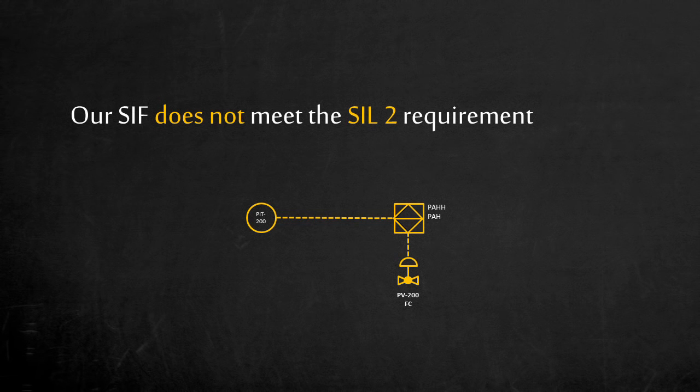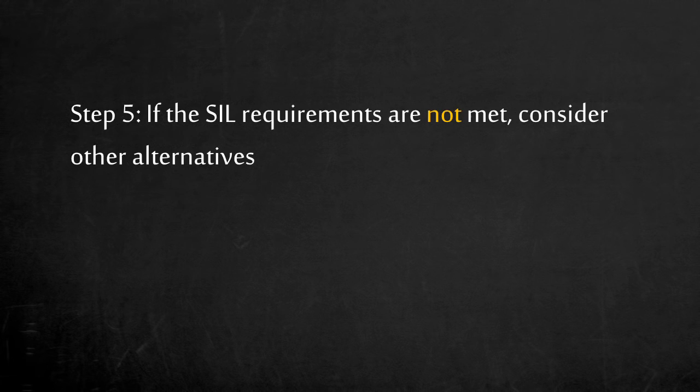We need to find a solution to increase the reliability. What can we do? Do you have any ideas? Step 5. If you cannot meet the safety integrity level requirements, which is what we've encountered here, you can consider how to improve the reliability of your safety instrumented function. How can we approach this?